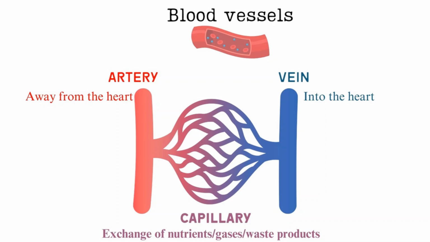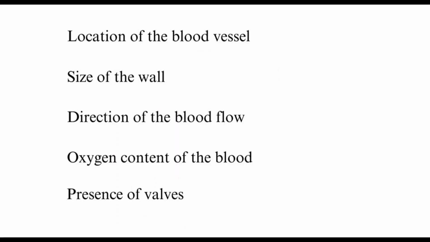But how do you know if a blood vessel is an artery, vein, or capillary? The location of the blood vessel, the size of the wall, the direction of blood flow, oxygen content of the blood, and presence of valves helps distinguish if a blood vessel is an artery, vein, or capillary. Let's look at the structure.